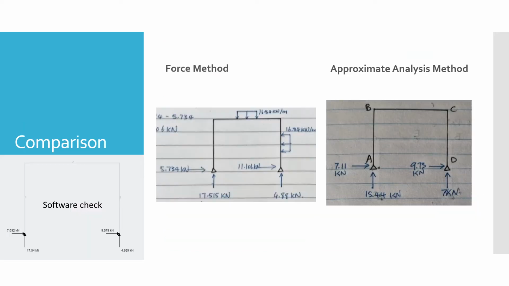The first comparison is between my calculations of the reaction forces using the force method and approximate analysis method. I started the force method by modifying the support conditions so that the degree of indeterminacy is 1, thus making it possible to separate the forces for the primary structure and the redundant structure. I then identified the compatibility equation and calculated the reaction forces of the primary structure using the equilibrium equations.